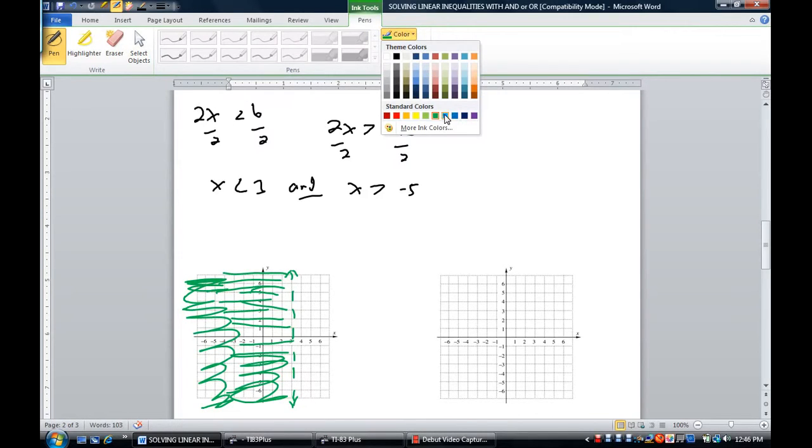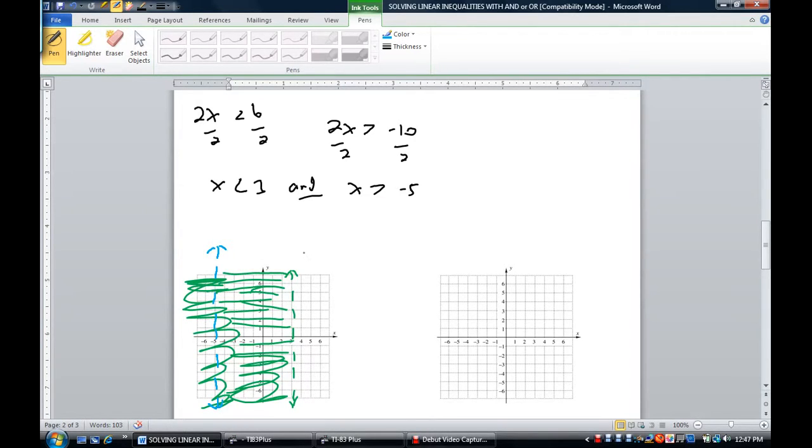Now let's do greater than negative 5. Negative 5 is over here. Still just greater than, not equals to it, so make sure you have a dashed line. Greater than is to the right on these, so it means we're going to go all the way to the right.